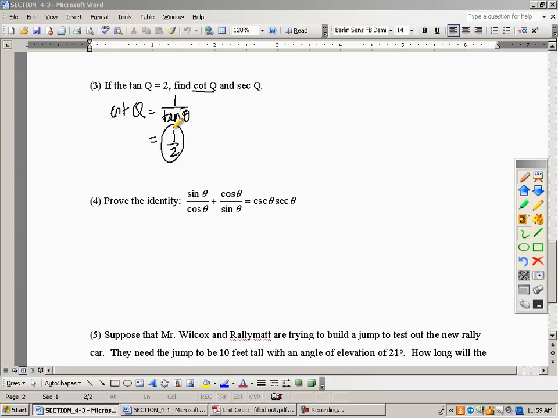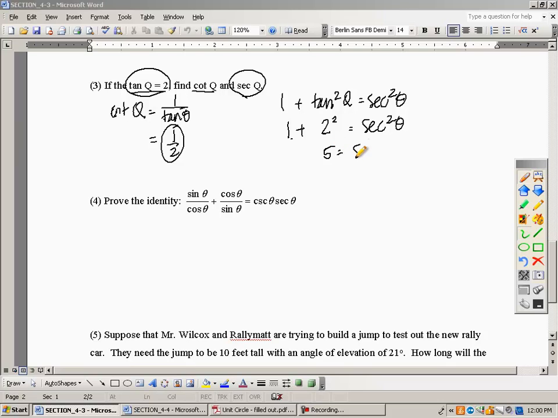We want to know if there is a relationship between tangent and secant, and there is. The Pythagorean identity says 1 plus tangent squared equals secant squared. Okay, so we're going to use this idea. 1 plus the tangent is 2, so 1 plus 2 squared will equal secant squared. Well, 4 plus 1 is 5, so 5 is secant squared.